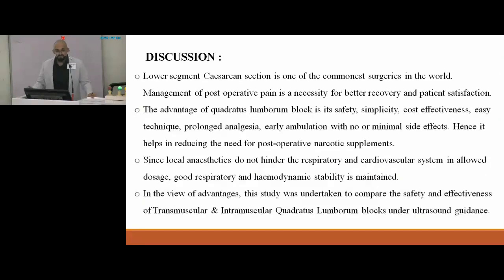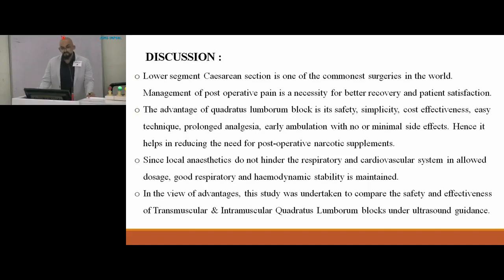Lower segment cesarean section, as we all know, is one of the commonest surgeries in the world, and management of postoperative pain is a necessity for better recovery, patient satisfaction, and better bonding between the mother and the baby. There are various advantages of the quadratus lumborum block. It is safe, simple, cost-effective, an easy technique. It provides prolonged analgesia. It helps us in reducing the requirement of postoperative narcotic supplements. And since local anesthetics do not hamper the respiratory and cardiovascular parameters in allowed dosages, in my study we did not encounter any problems with respiratory or hemodynamic changes.